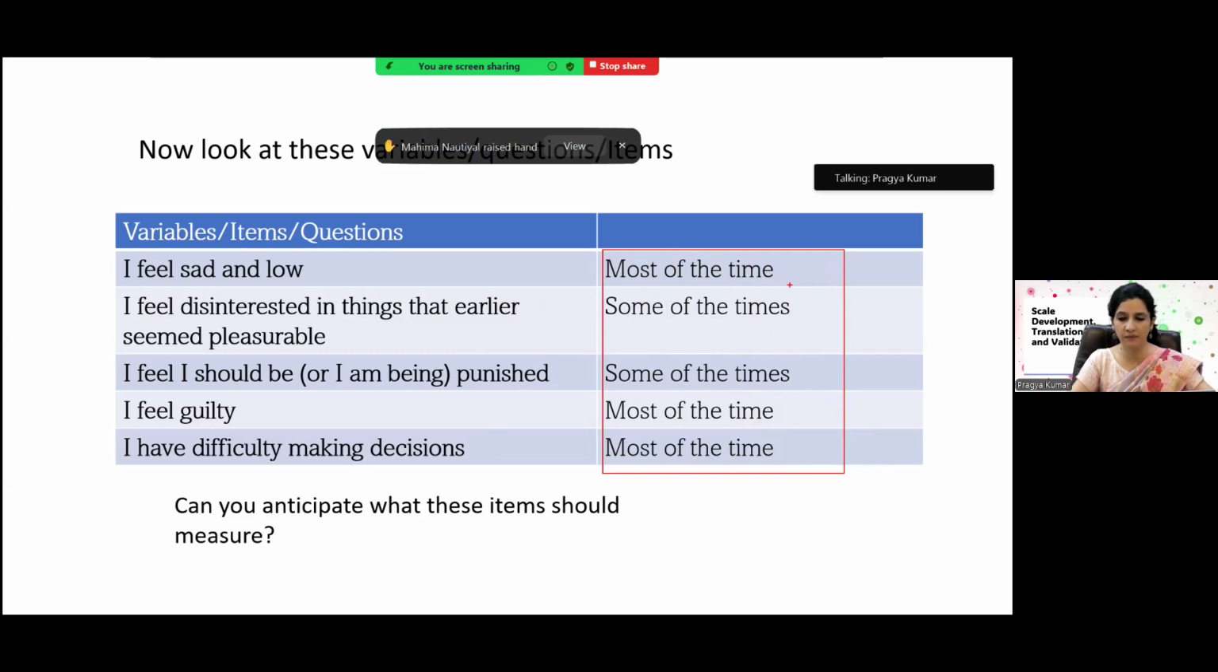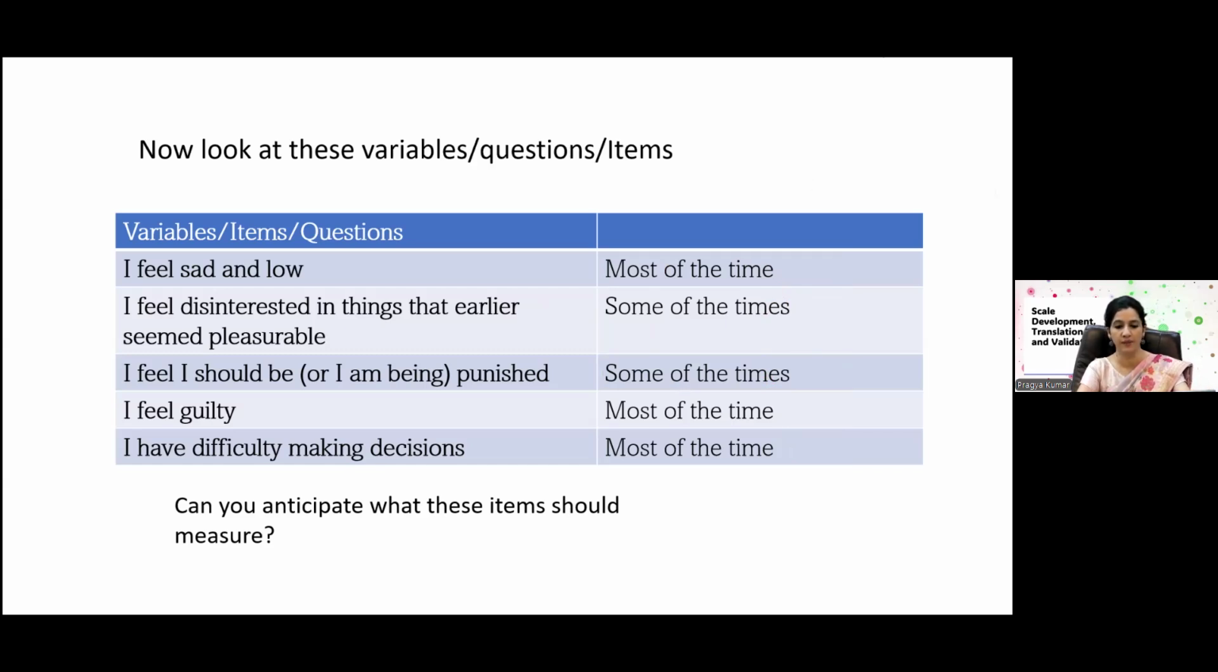But let's say I have given this a 4, this a 3, and this a 3. So 4 plus 3 plus 3, and then again 4, 4. So a total of 12, and this as 6. 18 will be the score on this scale. So have you understood the difference between score and scale? Can you anticipate what these items should measure?